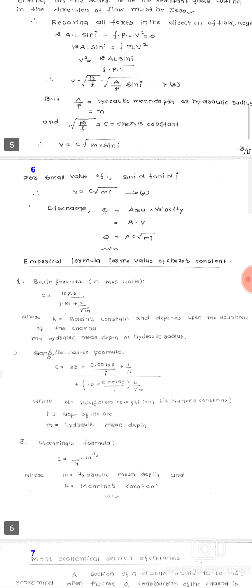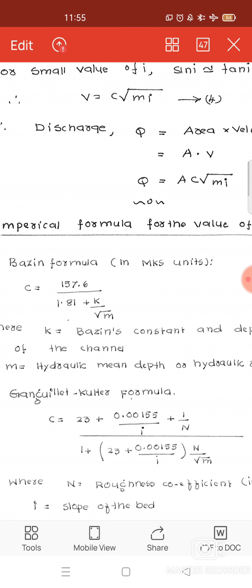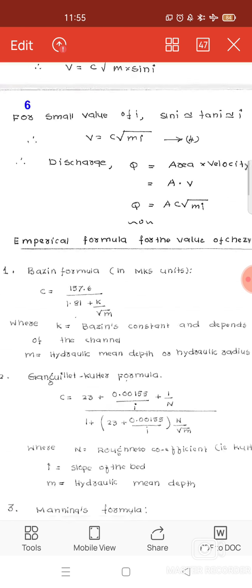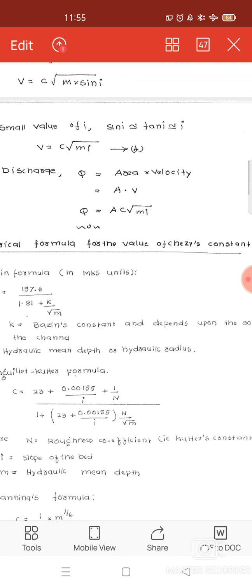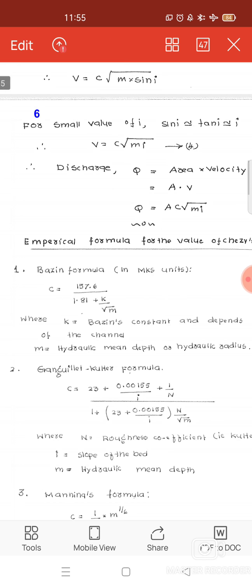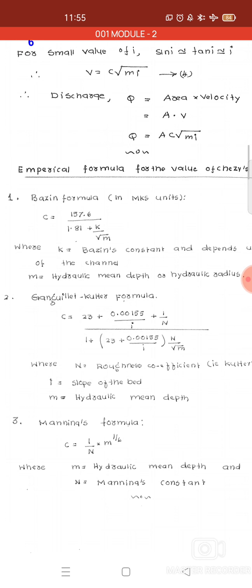The first one is Bazin's formula in MKS units, found by the scientist named Bazin. That is C is equal to 157.6 by 1.81 plus K by the square root of m. K represents Bazin's constant and depends upon the type and roughness of the channel, and m is the hydraulic mean depth. And the second one is Ganguillet-Kutter's formula.